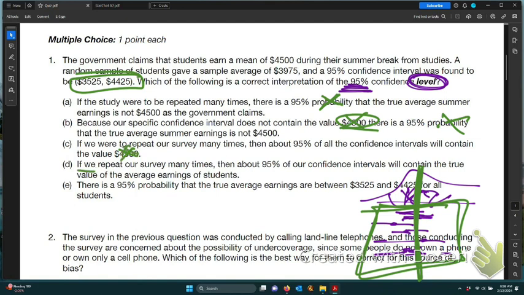Okay. If we repeat our survey many times, then about 95% of our confidence intervals will contain, oh, looky here, the true value of the average earnings. It's like golden. It's amazing. Part E is wrong because we got no probabilities here. Okay, so D is the answer.